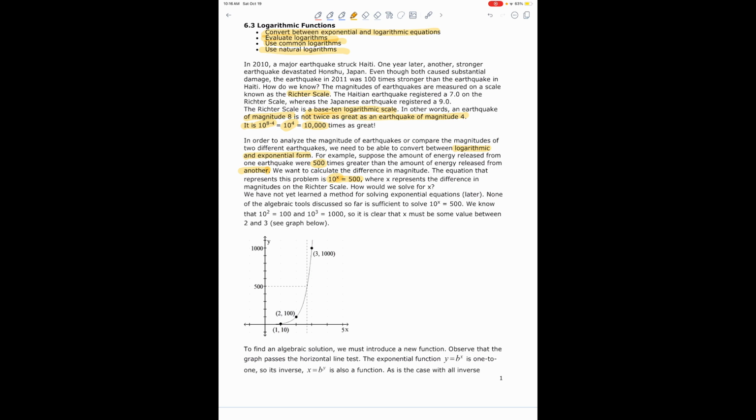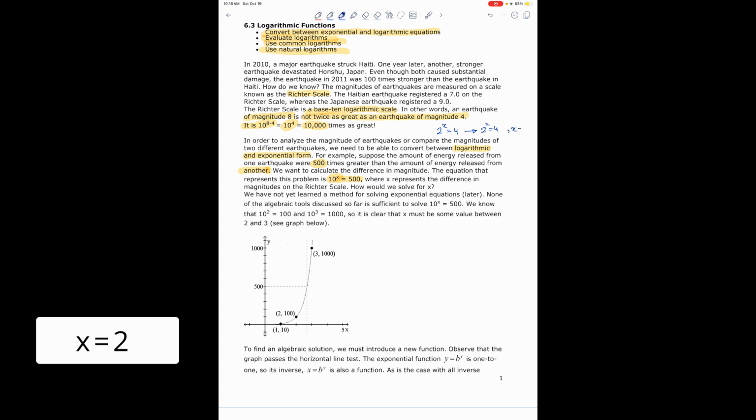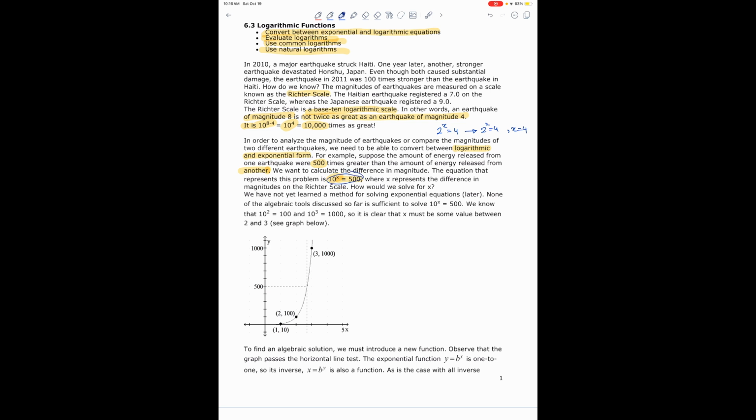If you notice, in the past we had 2 to the x power equals 4, and we were able to predict what x is because we know that 2 raised to the second power is 4, which means in this case x is equal to 2. However, in this specific case, we have not yet learned the method for solving exponential equations. None of the algebraic tools discussed so far is sufficient to solve this equation.